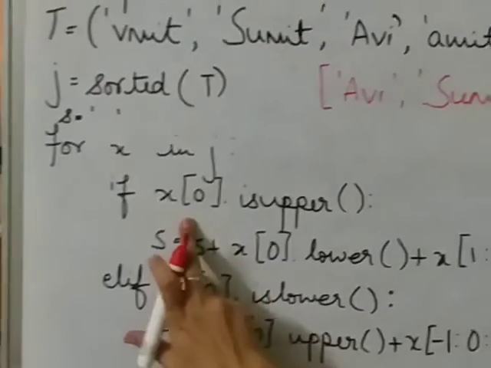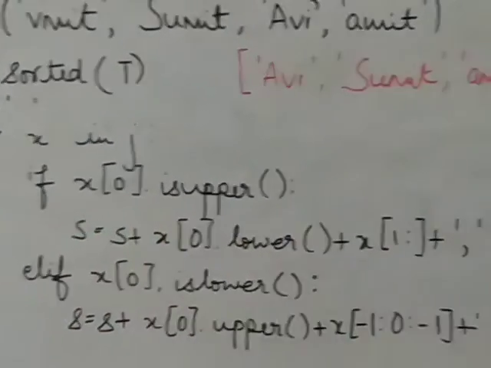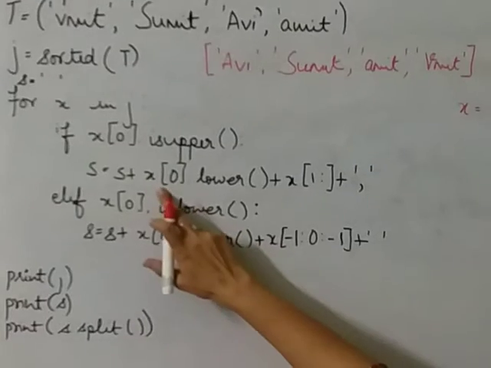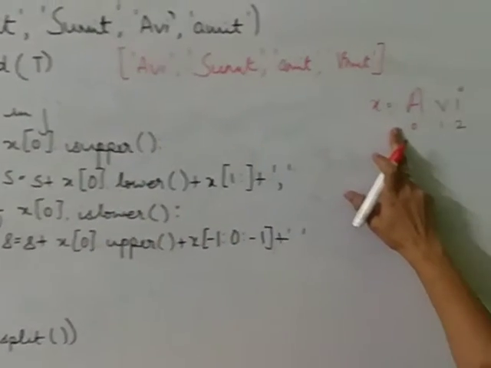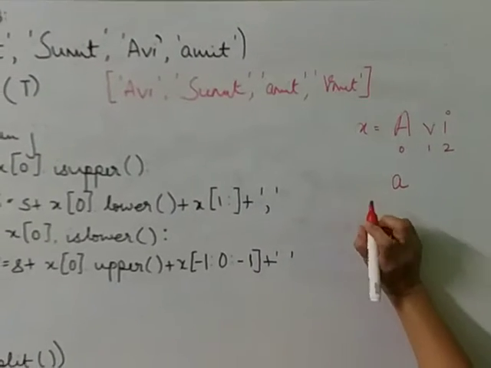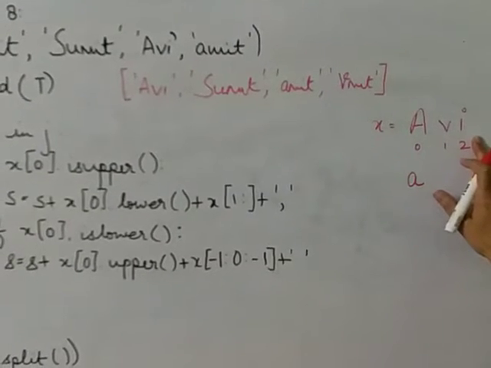Then it is coming down again, checking whether the 0th index of X is upper. Yes, it is upper. The condition is satisfied, so it will come here. First it will calculate this one, X[0].lower(). That means converting the 0 index of X into lower case. In the string it cannot be changed in place, as strings are an immutable data type.